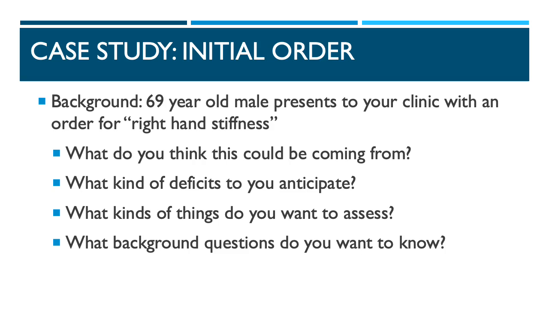He was a 69-year-old male that came to clinic with an order that just said right hand stiffness. So I want you to think about, if that's the order, you've never met this person before, what do you think the stiffness is coming from? What kind of deficits do you think you might see? What kind of things would you want to assess? What background questions do you want to know?